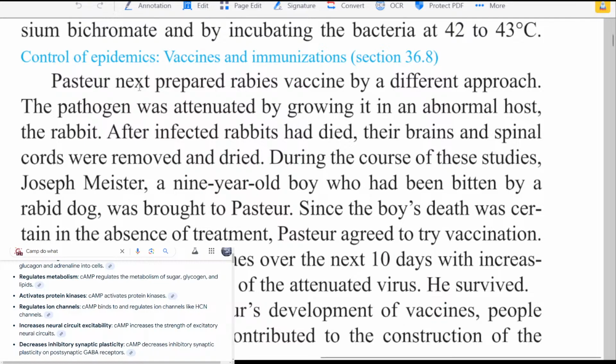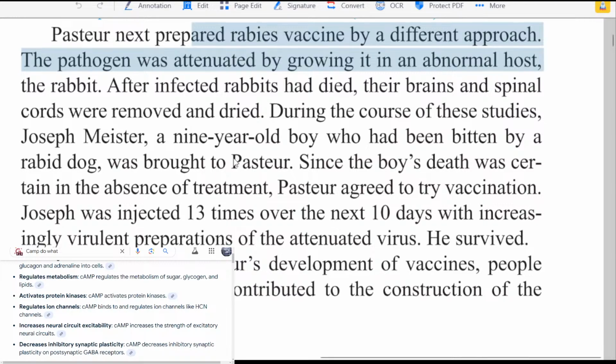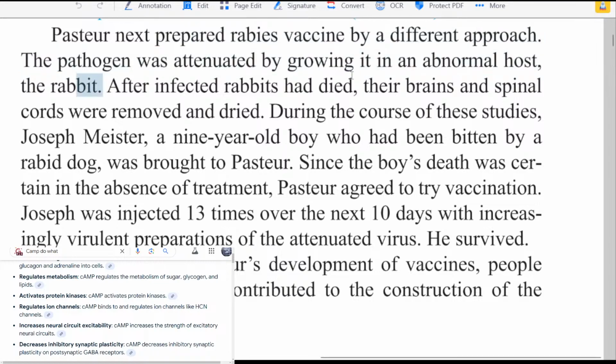So Pasteur next prepared a rabies vaccine. All the work was done by Pasteur till now. He prepared the rabies vaccine by different approaches. The pathogen was attenuated by growing it in an abnormal host. Okay, so there are ways to make them attenuated, like changing their temperature, treating them with potassium bichromate, and putting them in an abnormal host. The rabbit. I think the rabbit isn't a normal host for rabies. After infected rabbits had died, their brains and spinal cords were removed and dried.